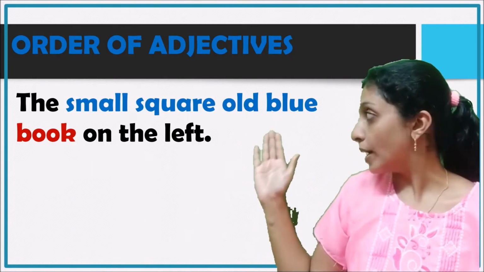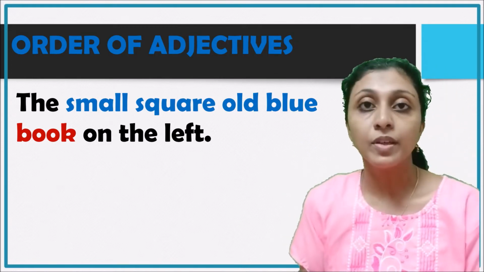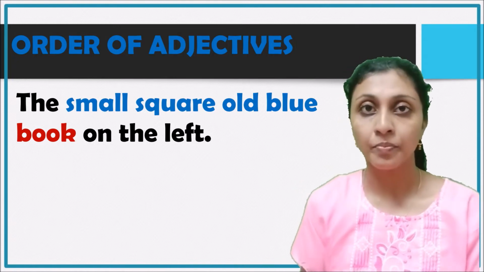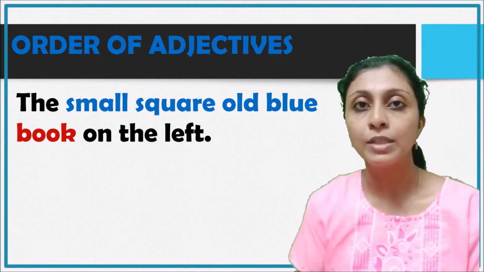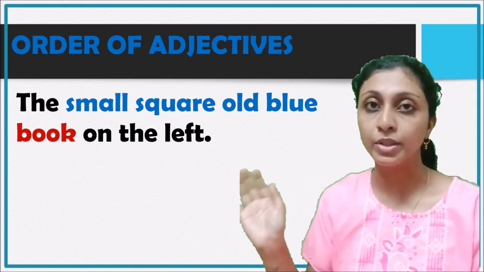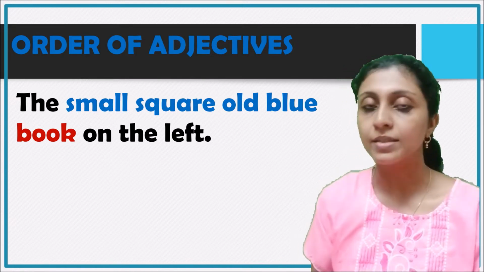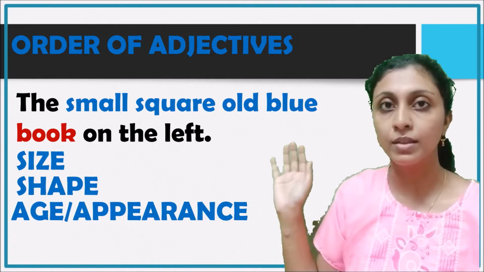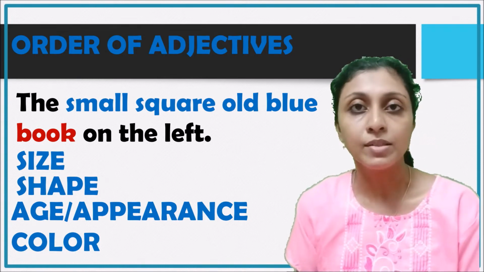The small, square, old blue book on the left. In this particular sentence, we have followed a particular order in which the adjectives have been written. Though we may not use so many adjectives to describe a noun in normal speaking, this sentence is just an example to give us some clarity about the order in general. So if you notice, this is the order that we have followed: the size, then the shape, the appearance, and finally the color. This is the way we need to place the adjectives so that it may sound proper.